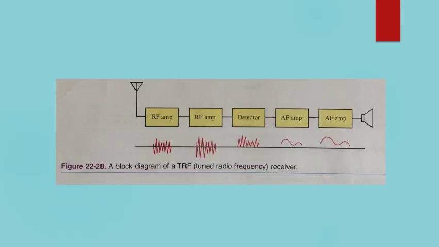A block diagram of this receiver is shown in figure 22-28. The modulated RF wave is shown as it passes the antenna. The audio wave is shown as the output of the detector. The increase in amplitude between the blocks is the result of the amplification stages. This type of receiver was once quite popular. It was called the tuned radio frequency, or TRF, receiver.